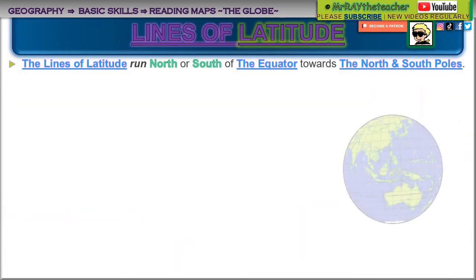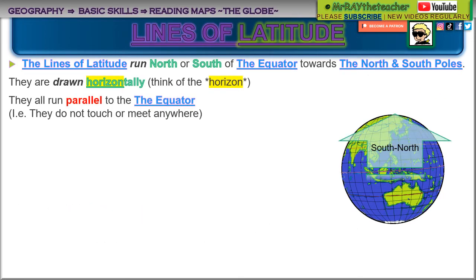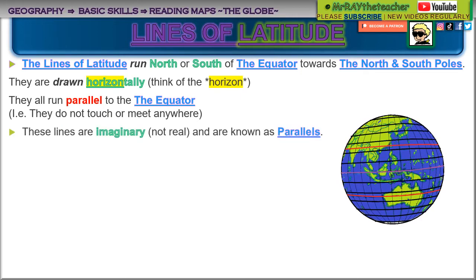Lines of latitude run north and south of the equator. So they go north from the equator, and south. They're going up or they're going down. They run parallel to the equator, which means they do not touch or meet anywhere. And these lines are imaginary. They're not real. They are known as parallels because they don't touch.